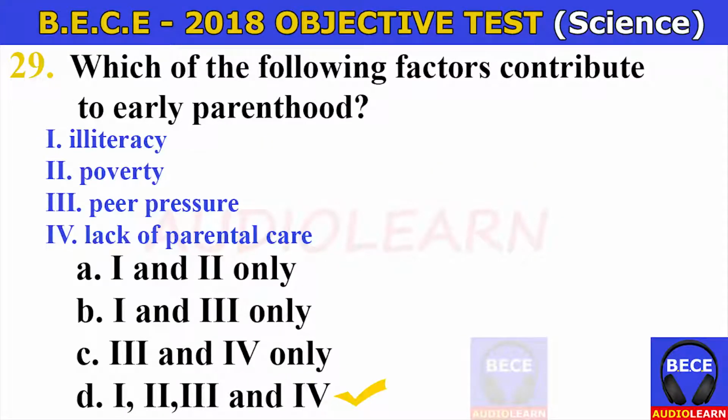Number 29. Which of the following factors contribute to early parenthood? I. Illiteracy, II. Poverty, III. Peer pressure, IV. Lack of parental care. And the possible answers are A. I and II only, B. I and III only, C. I and IV only, D. I and IV. And the answer is D. I and IV, which is illiteracy, poverty, peer pressure, and lack of parental care.